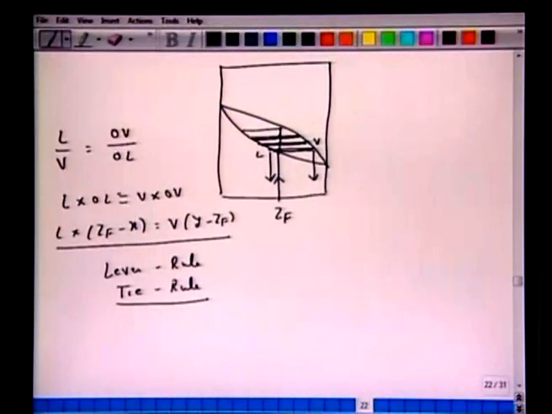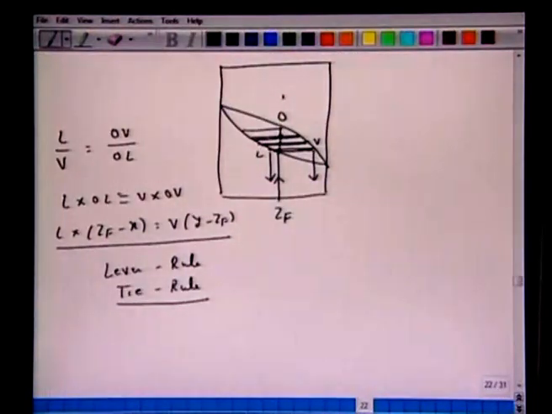L by V is now OV. If all this locus for ZF is O, then L by V is OV over OL. So you should monitor this. One can do this experiment. One can also apply this material balance, and determine how much is the amount of liquid and how much amount of vapor is formed, what is the mole fraction of X and what is the mole fraction of Y.